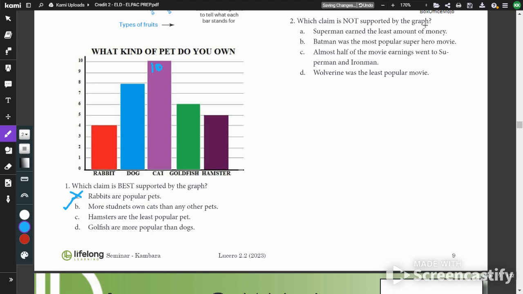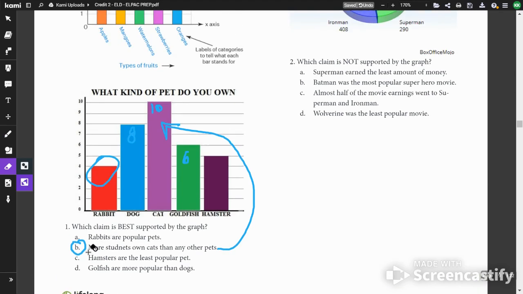But let's remember, I want you to read all parts of the question. So C, hamsters are the least popular pet. Are they the lowest? No. Rabbits are the least popular, so it can't be that one. And then D, goldfish are more popular than dogs. Is that true? Here you have 8 people with dogs and 6 people with goldfish. Nope, that can't be right either. So we know that our answer is going to be B. And we know that because we used evidence to answer this question.